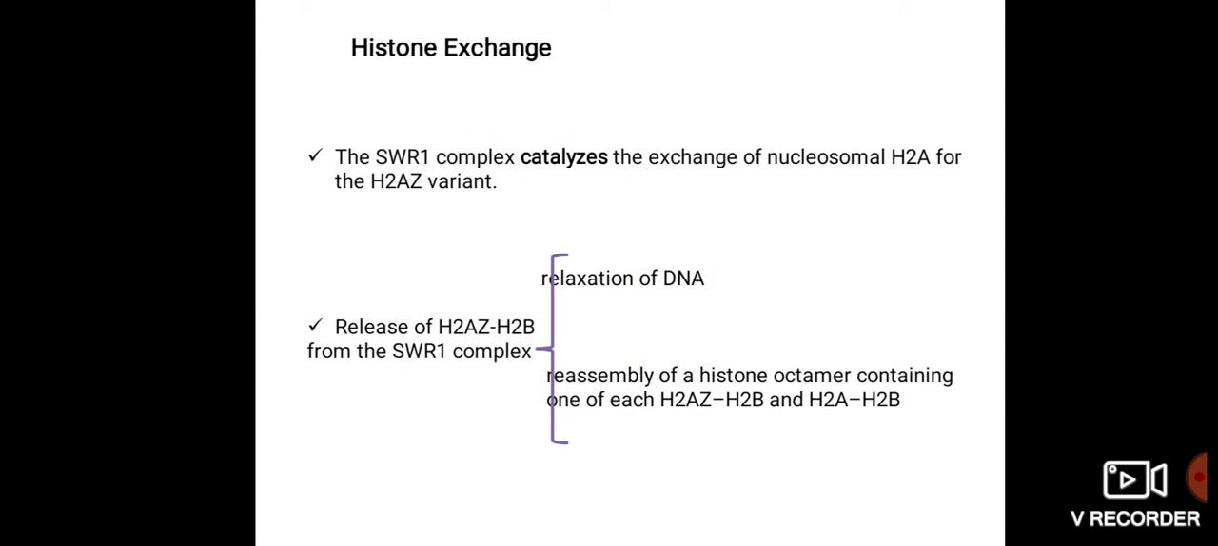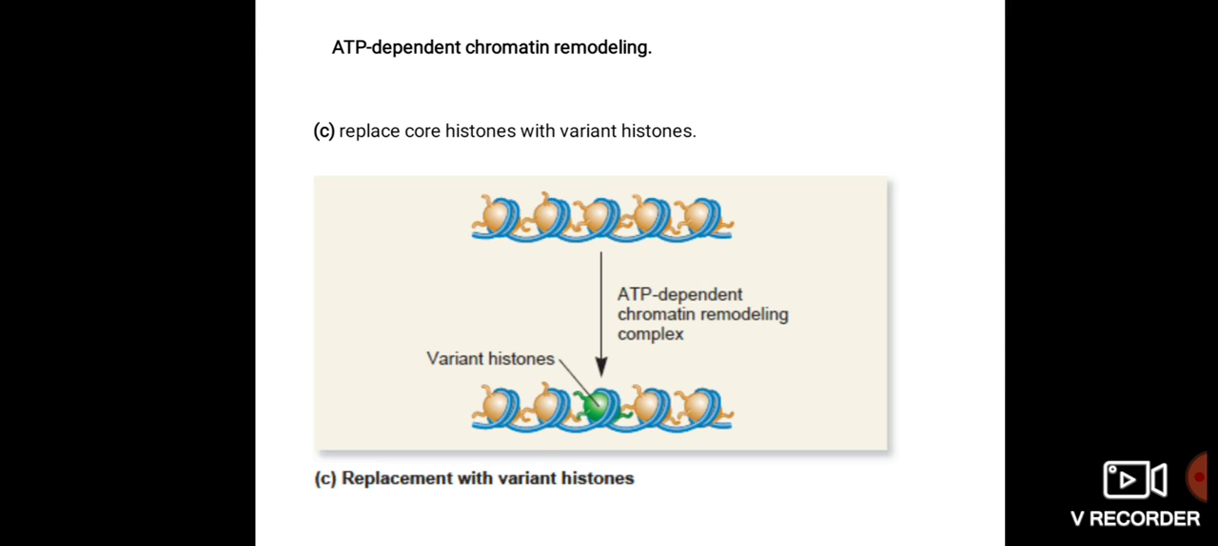So histone exchange catalyzed by the SWR1 complex catalyzes the exchange of nucleosomal H2A-H2B, means H2A, for the H2A.Z variant. So release of H2A-H2B from the SWR1 complex causes the relaxation of DNA, and it also causes reassembly of the histone octamer. You can see replacement of the normal histone protein with the variant, which sets the DNA a little more free.